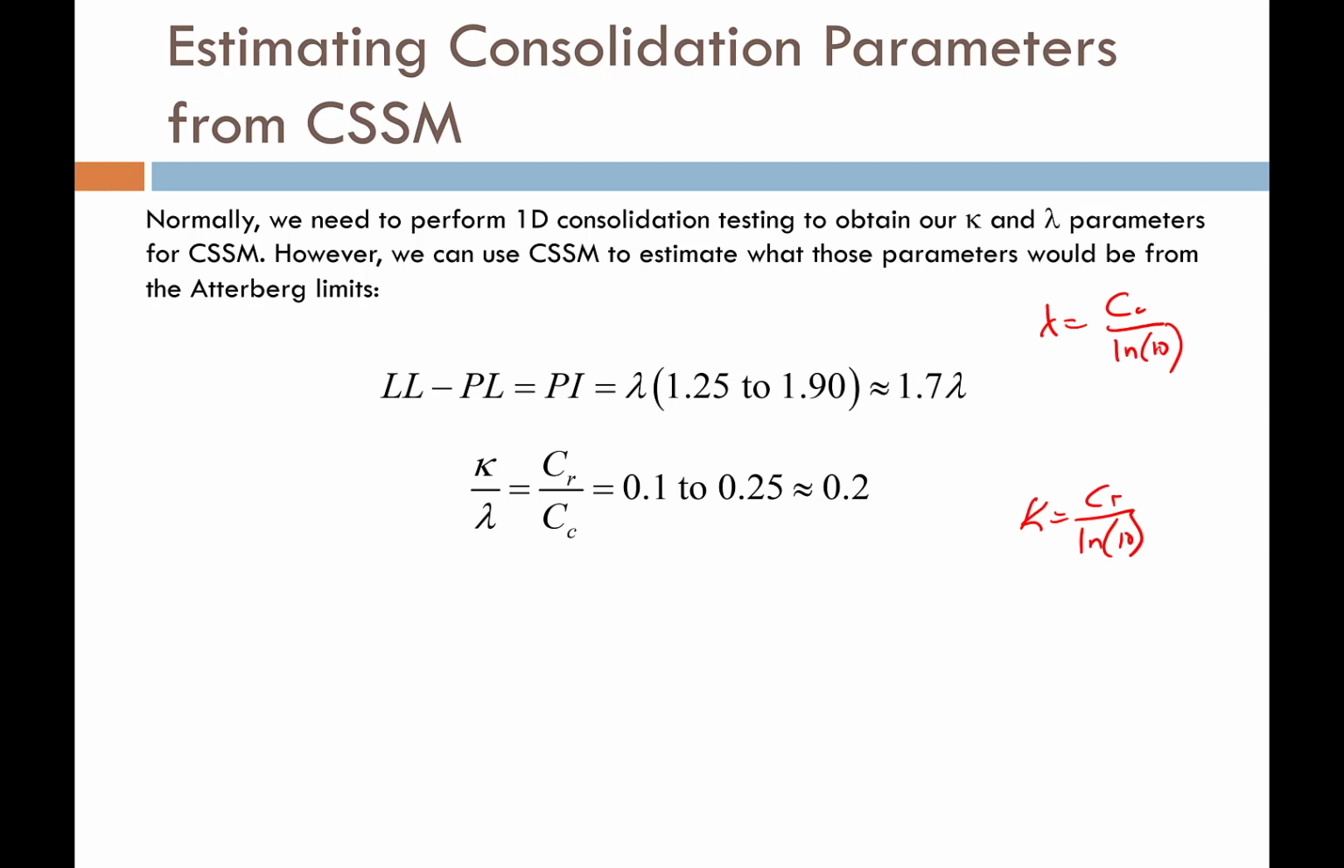Then I can also predict what C sub R, the recompression index, is going to be using this relationship. This ratio of kappa divided by lambda for almost all soils varies between 0.1 to 0.25. For my soils in the Salt Lake City area, I would usually approximate it with a value of about 0.2, and that got me in the ballpark range of what we would see when we would actually perform testing.